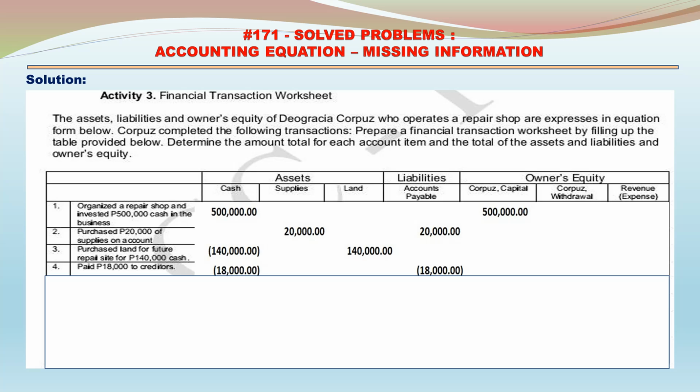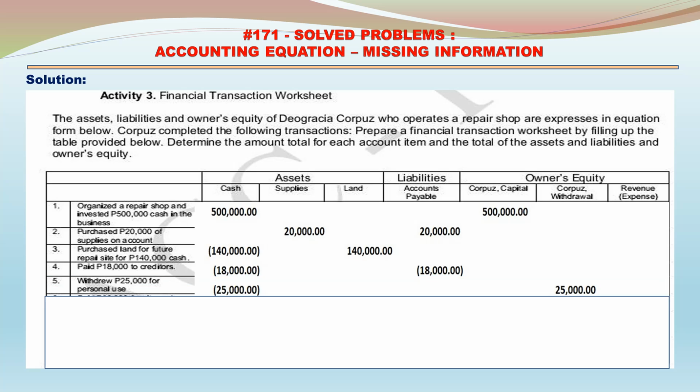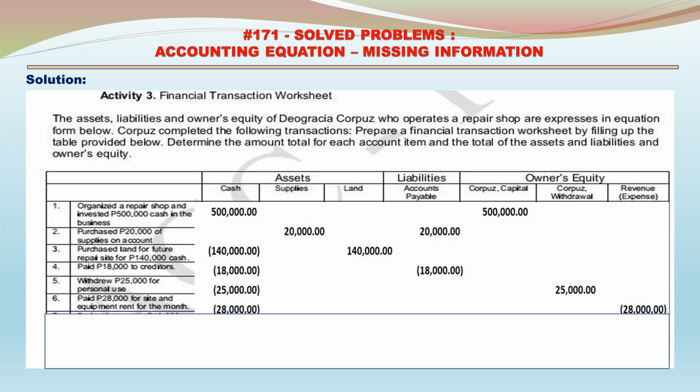Transaction 4. Paid 18,000 to creditors. There is a decrease in cash balance of 18,000 and accounts payable is also decreased by 18,000. Transaction 5. Withdrew 25,000 for personal use. There is a decrease of 25,000 in cash and the withdrawal account is debited by 25,000. Transaction 6. Paid 28,000 for site and equipment rent for the month. So there is a decrease in cash by 28,000 and it is an expense of 28,000.